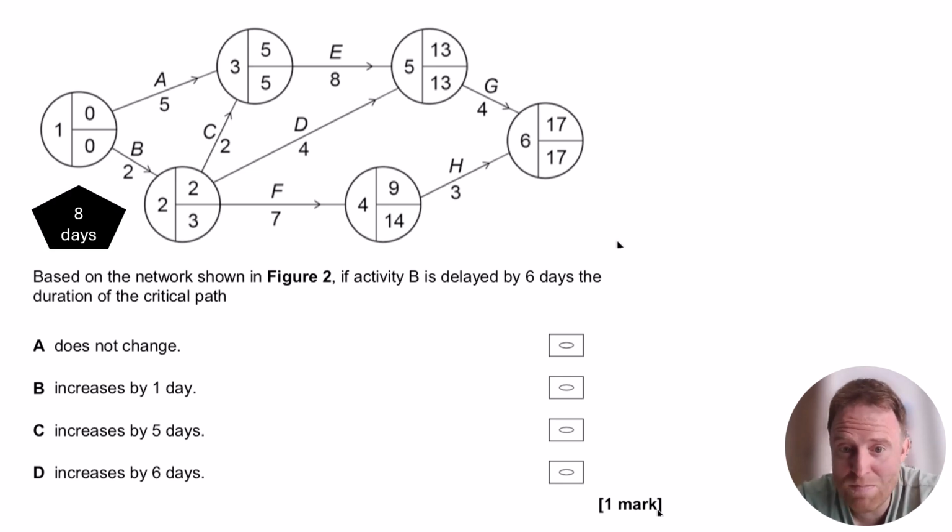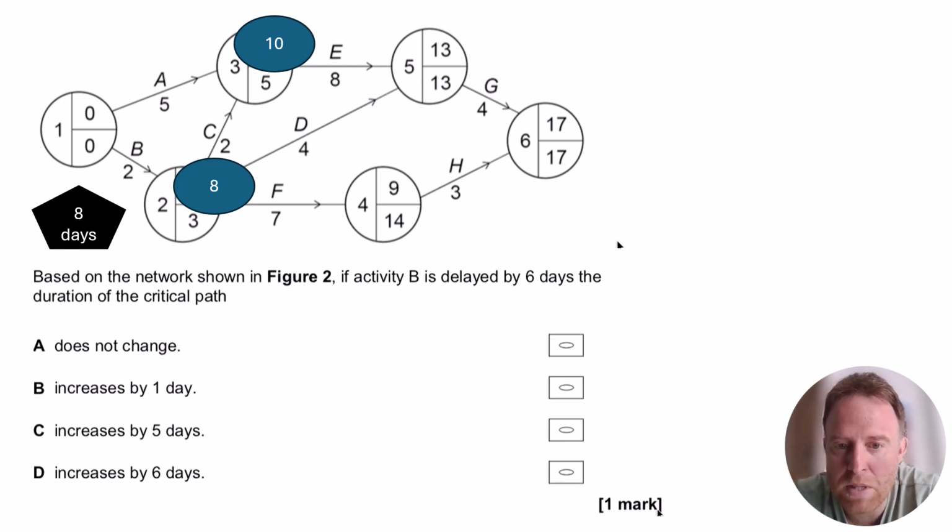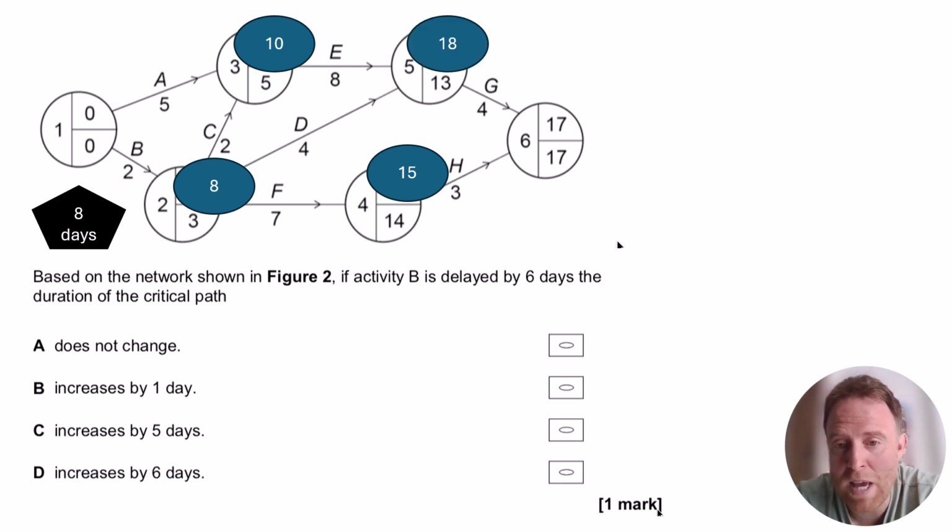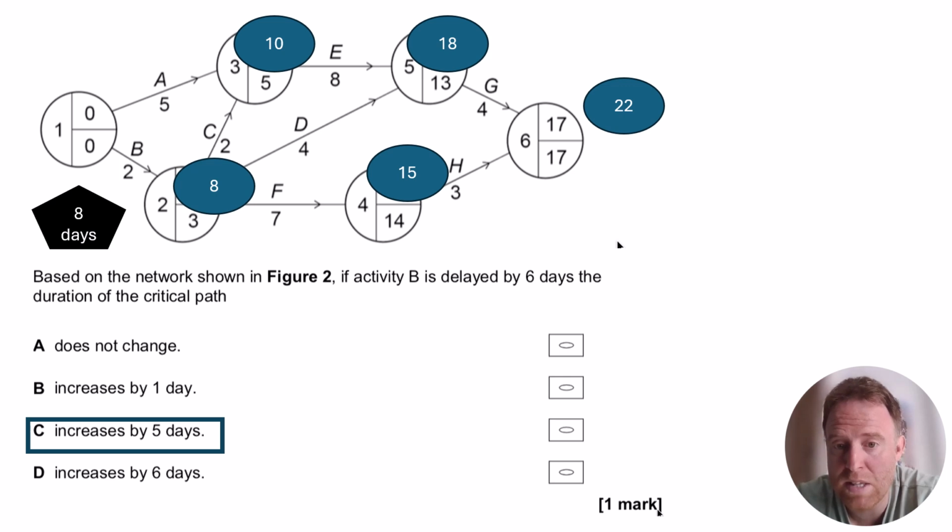So that's going to change pretty much all the nodes from that point on. Instead of the EST being 2 days, it is going to be 8 days. Instead of node 3 being 5 days, it's going to be 10 days. For example, with node 4, instead of it being 9 days, it is now going to be 15 days. And with node 5, instead of 13 days, it is going to be 18 days. And that, of course, changes the whole completion date to 22 days. It also does change the critical path as well. But the question is asking, what does this mean for the duration of the critical path? It is now going to increase by 5 days.